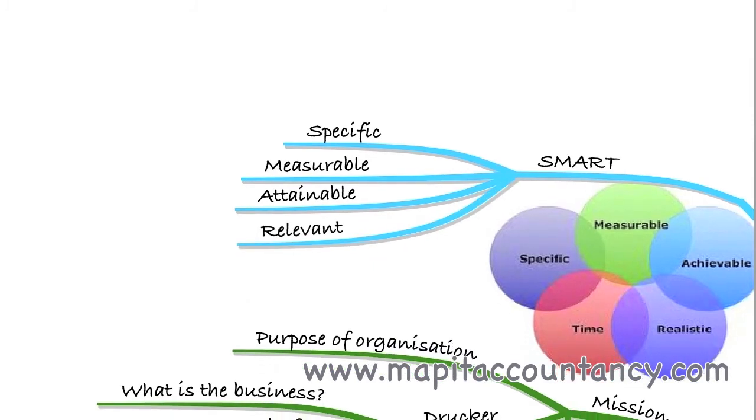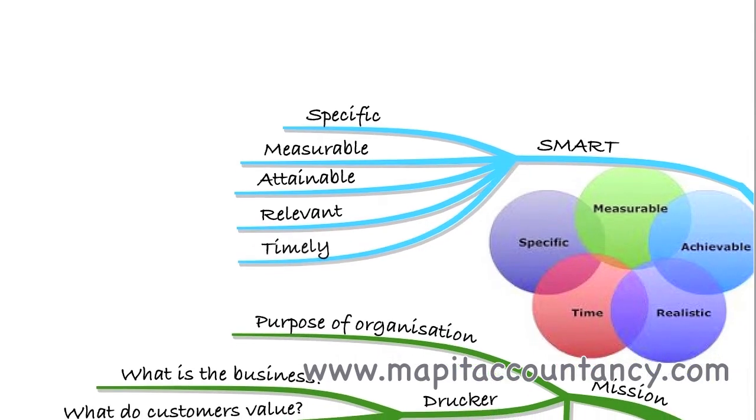They also need to be relevant. They need to try and achieve the goals that we're trying to achieve within the organisation. And they need to be timely, i.e. they need to be set in a way that we can achieve them within a set period of time. So when an organisation is setting goals and objectives, they need to make sure that they fit in with this. They need to make sure that they meet all of these requirements to be specific, measurable, attainable, relevant and timely.